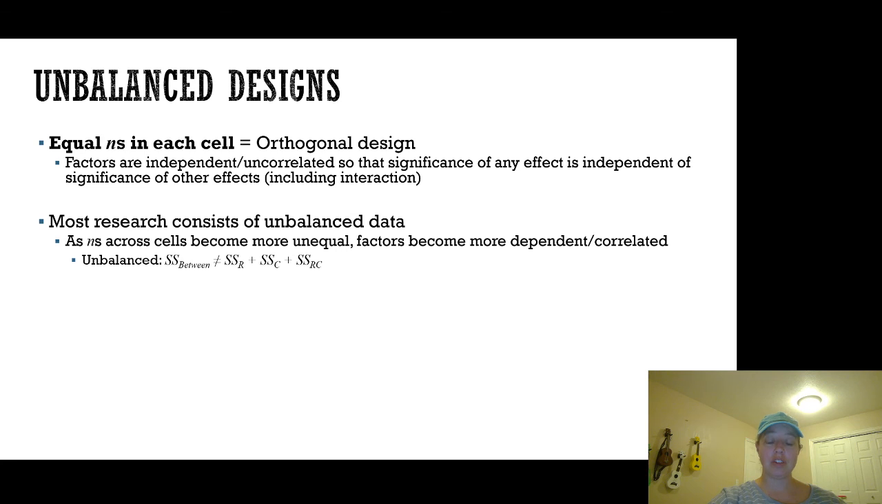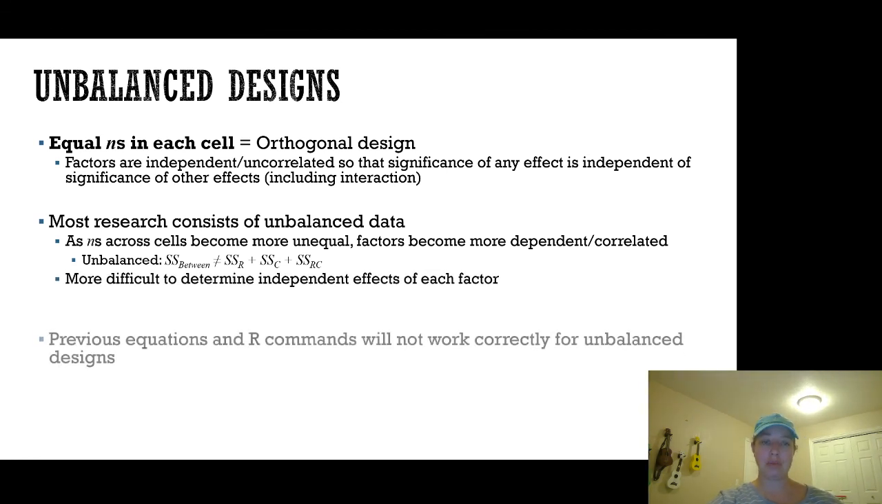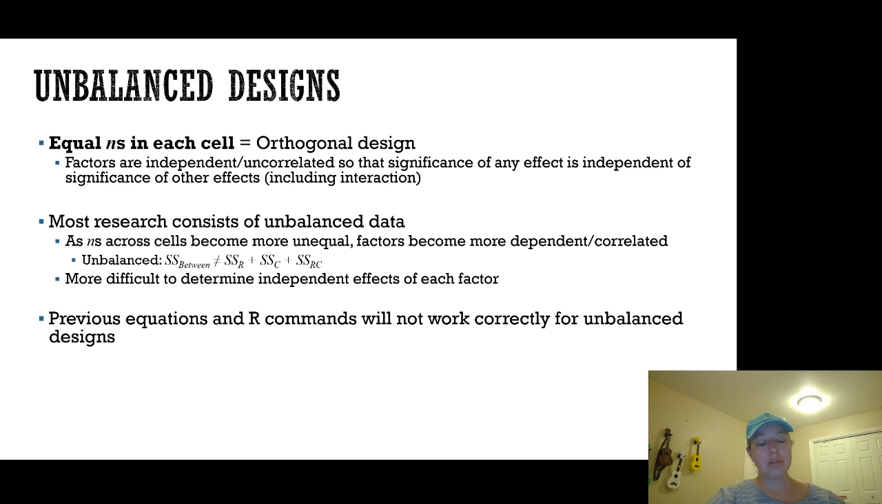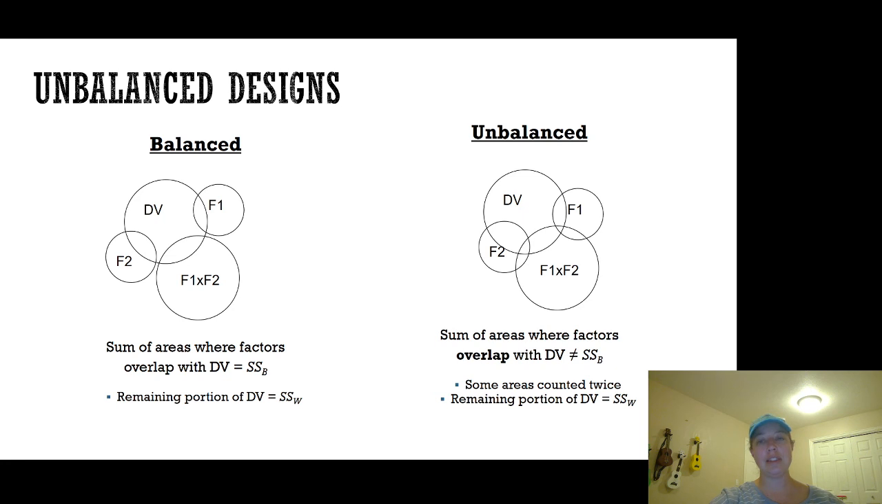The problem is that your sum of squared between cells will not always equal when you add up the sum of squared for rows, for columns in the interaction. And so there you have this lack of independence between your factors. So all of the previous equations we've talked about, any R commands that I give you, you can run them on unbalanced data. It usually will not stop you from running it, but the p-values will not necessarily be valid. These bubble charts are sometimes showed, they're not my favorite, to show that you get overlapping of factors with unbalanced data.